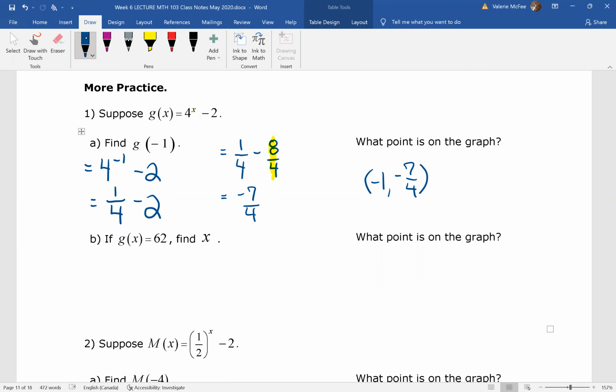Question 1b is a little bit different. We're given a statement for the g of x. We're told it equals 62. Up here, we're told the g of x equals 4 to the power of x minus 2. We know that the g of x equals the g of x, so we can let 62 equal 4 to the power of x minus 2. Why don't you solve this equation?